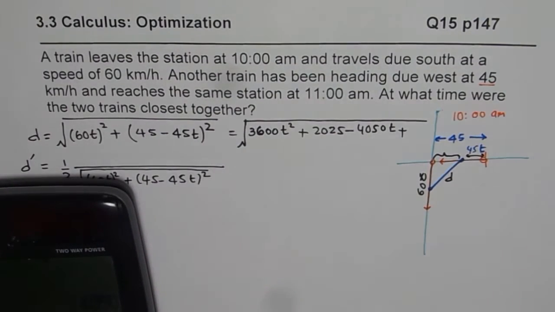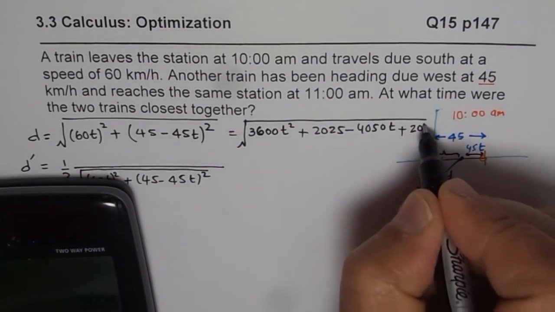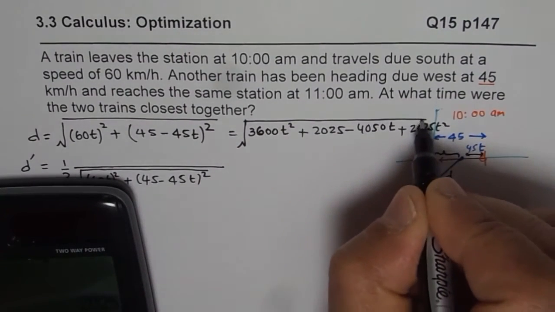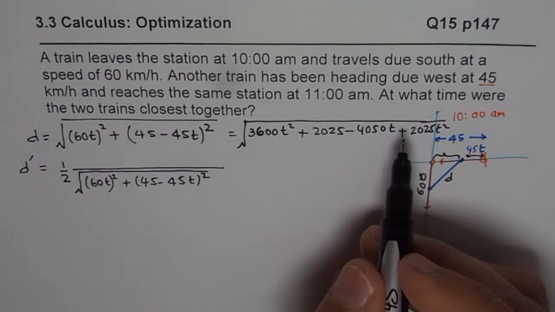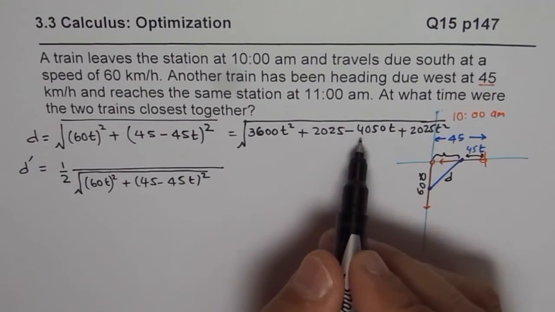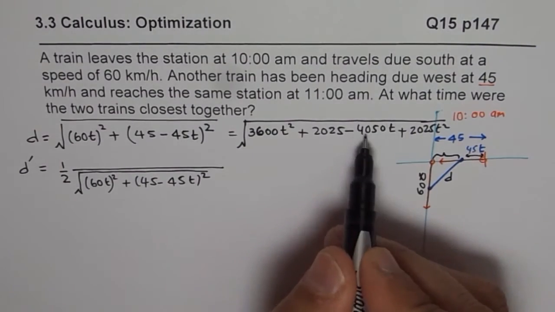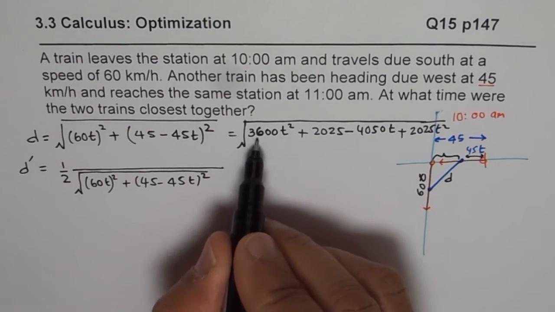So we have 45 squared equals 2025, so 2025 T squared. That becomes the expression. Now, if you had simplified, we would have got simpler terms. Anyway, let's take the derivative of this now. But you could combine these two terms; we'll combine it later. So the derivative of 3600 T squared will be 7200 T.